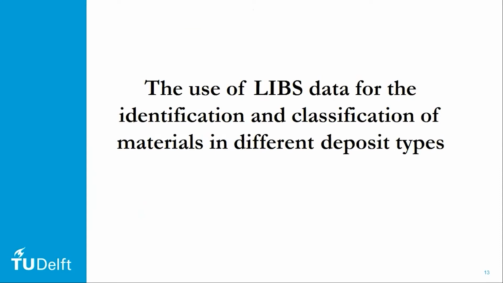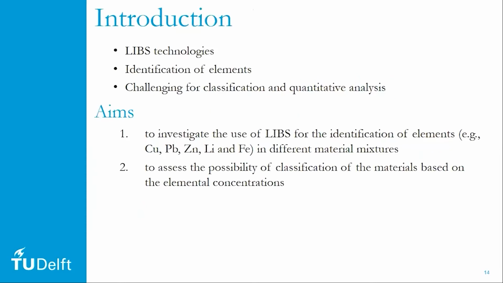The other example is the use of LIBS data for the identification and classification of materials in different deposit types. As I have mentioned earlier, this work is in progress. LIBS is a rapid chemical analysis technique. The technique can be used to characterize a wide range of materials. It's mainly used for identification of elements.